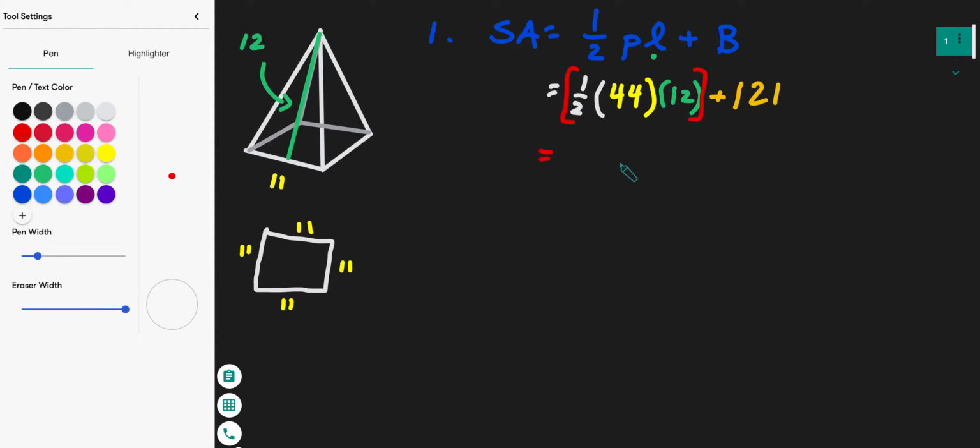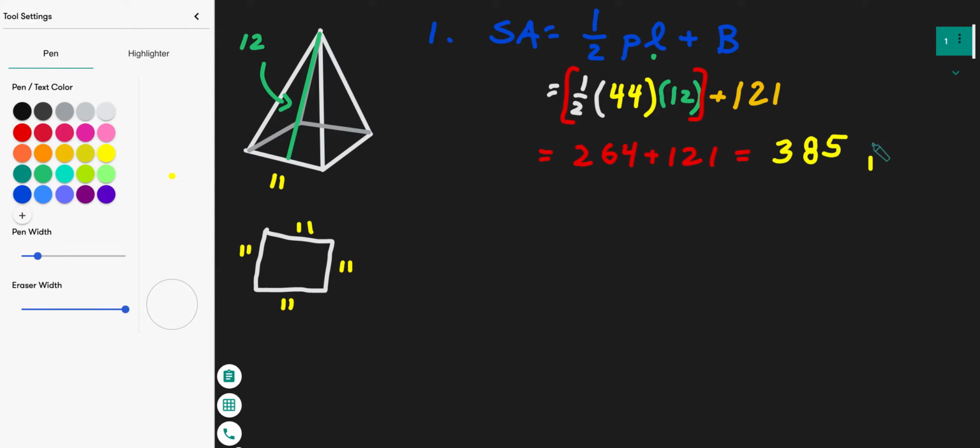So what is 144 times 12? Actually, I'm sorry, it's not 144, it's just 44. 44 times 1 half, or 0.5, is equal to 22. And then if I multiply that by 12, I get an answer of 264. But then I still need to add this 121. So let me go ahead and add that 121. So what happens when I add 264 to 121? I get an answer of, let me write it in yellow, 385.